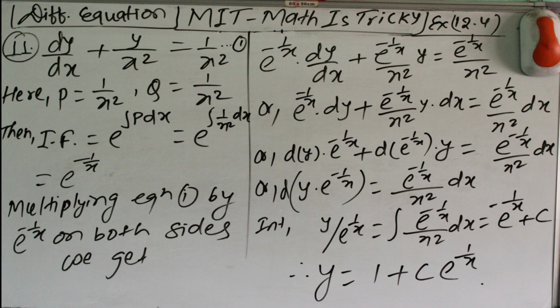So we'll get e^(∫1/x² dx), which is simply e^(-1/x). Multiplying both sides by e^(-1/x), we get e^(-1/x) dy/dx + e^(-1/x)/x² · y = e^(-1/x)/x². Taking LCM, we'll get e^(-1/x) dy + e^(-1/x)/x² · y dx = e^(-1/x)/x² dx.